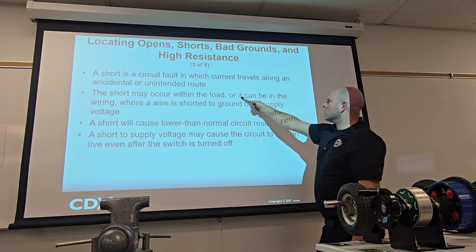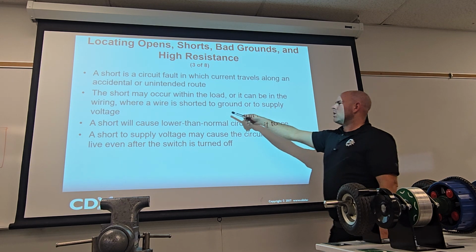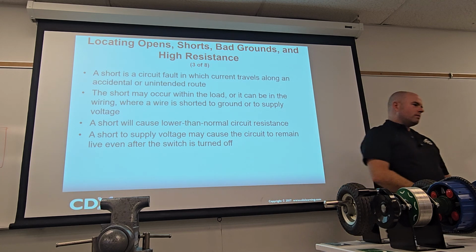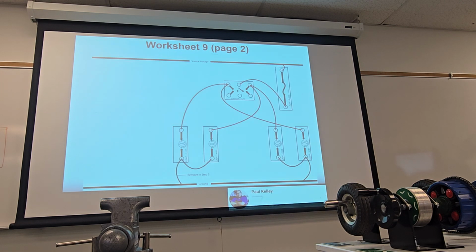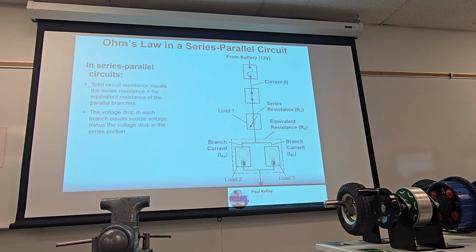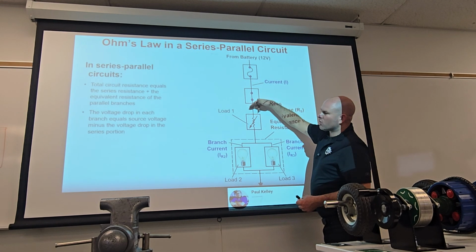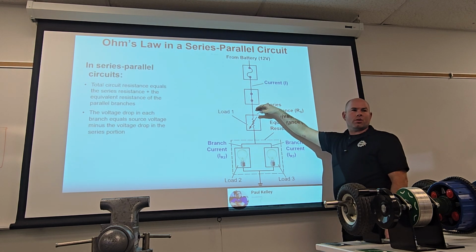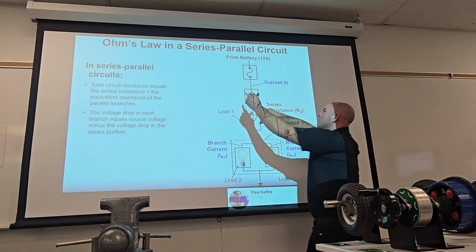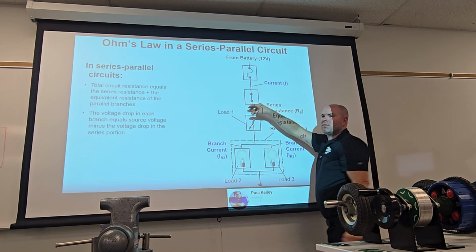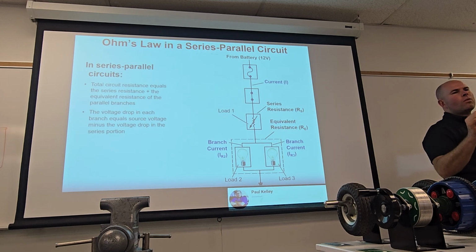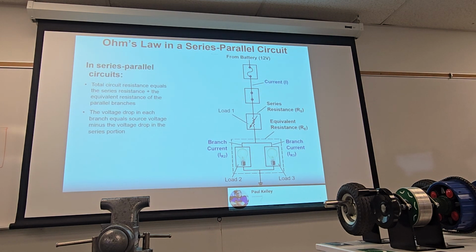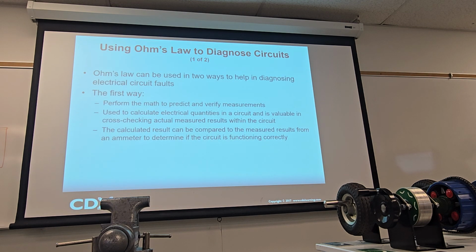A short may occur within the load, or it can be in the wiring, where a wire is shorted to ground or to supply voltage. You know what that means? We're going to jump back to that circuit for fun. What would happen if the wire were to rub right here and were touching the ground? That is a short. And where's the load in that circuit? There'd be none. So it'd be like positive straight to negative. The fuse is blown. There's nothing slowing down the electrons. It's going to be really high amperage, blow the fuse. That's a short. Cool. That would be an example of a short.